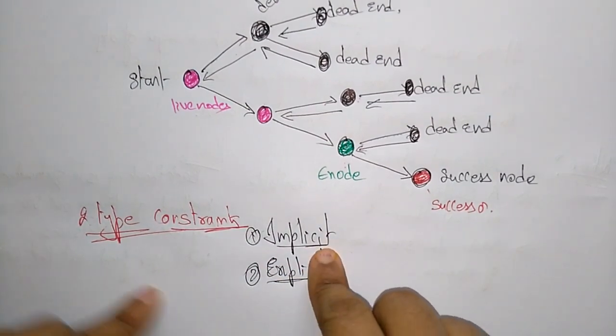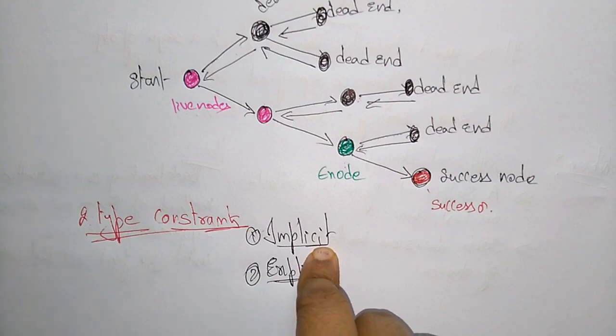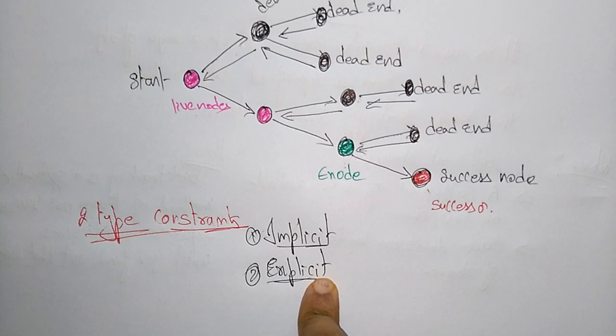An implicit constraint is a rule that specifies how each element in a tuple should be related, whereas an explicit constraint is a rule that restricts each element to be chosen from a given set.